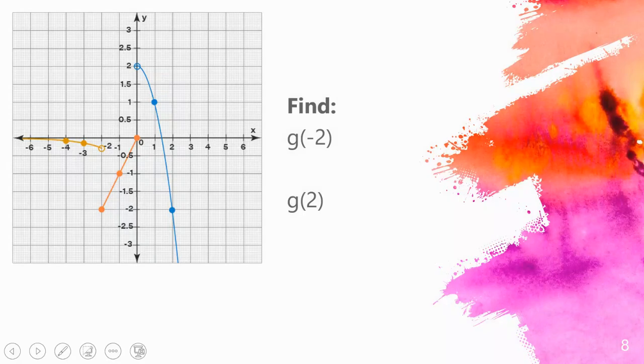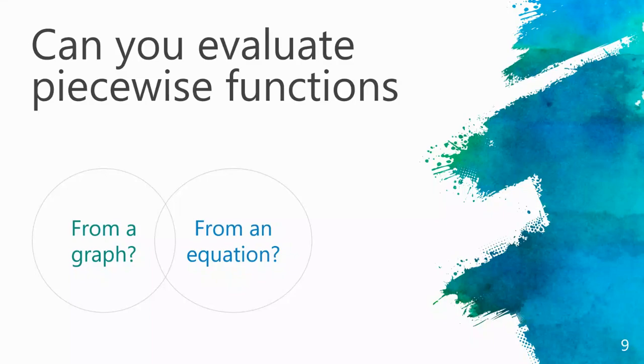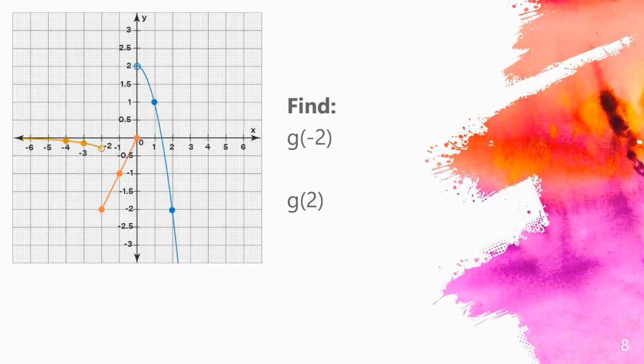Go ahead and pause the video, see if you can do this one from the graph. We're going to find g of -2. So again, I just want to find -2 on the graph. And whoops, it is right here and right here. So I'm going to look for the closed circle. And I can see that that's the orange part, which means that this is equal to -2. Let's see, I want to find g of 2, which is on the blue section. And that looks like that is also equal to -2.